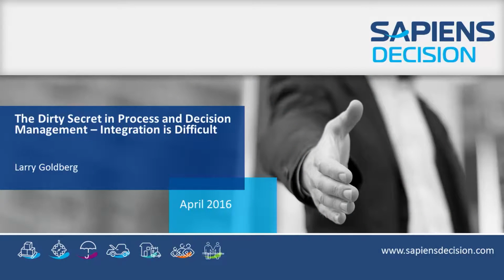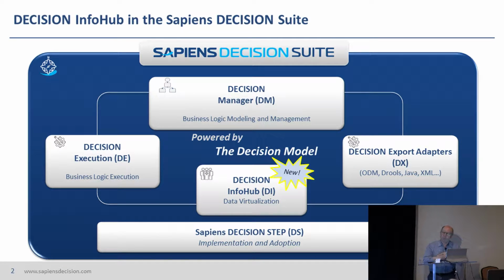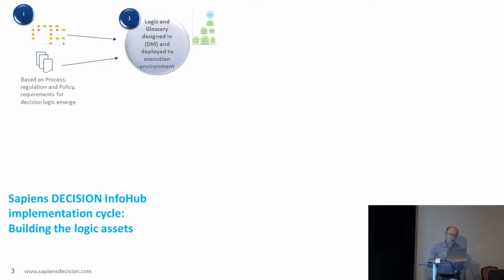So let's look at the Sapiens decision suite. The suite consists of DM, where business logic is modeled. That's our decision modeler. DX, which exports the DM logic into executable form, into multiple different rules engines. DE is our own optional execution engine. And DI, which is what I'm going to talk about, is our data virtualization tool.